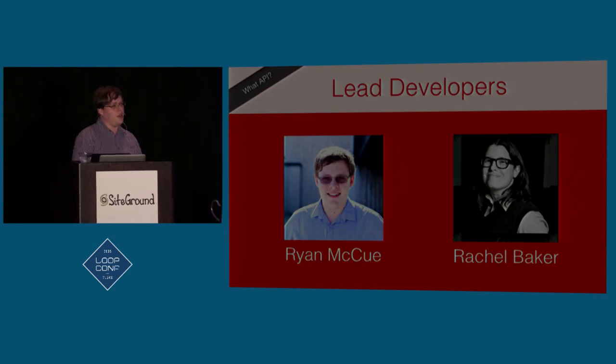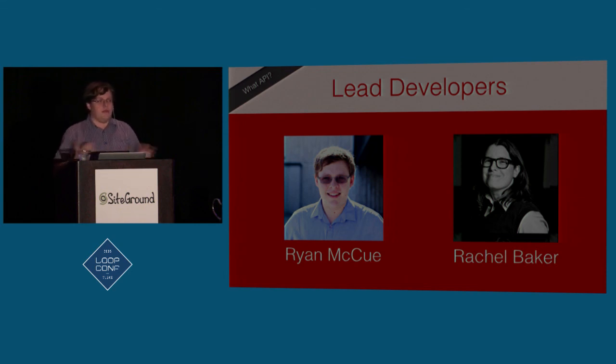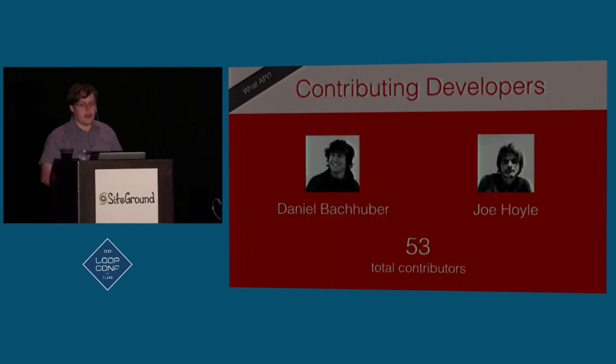So, still talking about what API here, I want to give you a bit of an intro to how the project actually works. With the project, we have quite a few contributors. Firstly, there's myself and Rachel Baker. We're the lead developers on the project, and we make the bigger decisions and lead the project. We also have a number of contributing developers, Daniel Buckhuber and Joe Hoyle, who are both here at LoopConf. Our main contributing developers for version 2. And we have 53 total contributors, which is pretty decent.